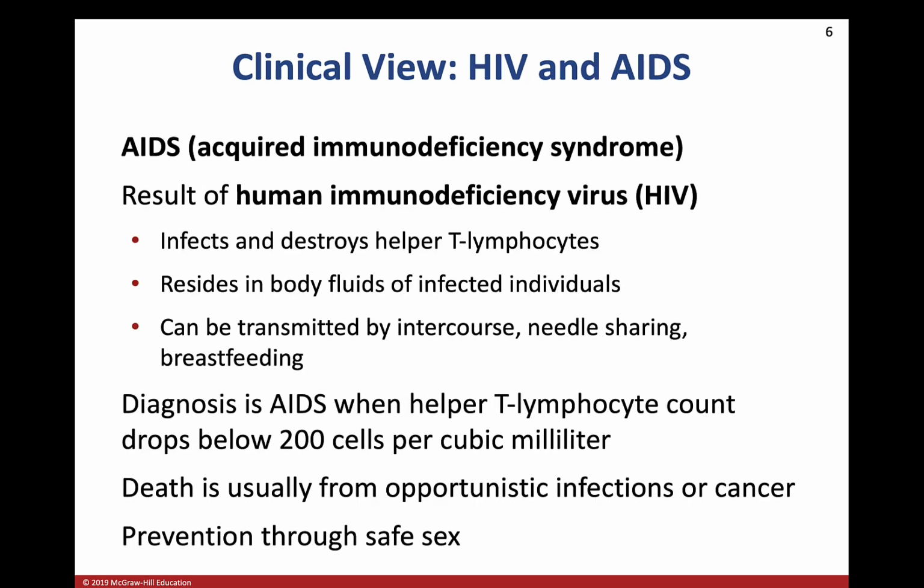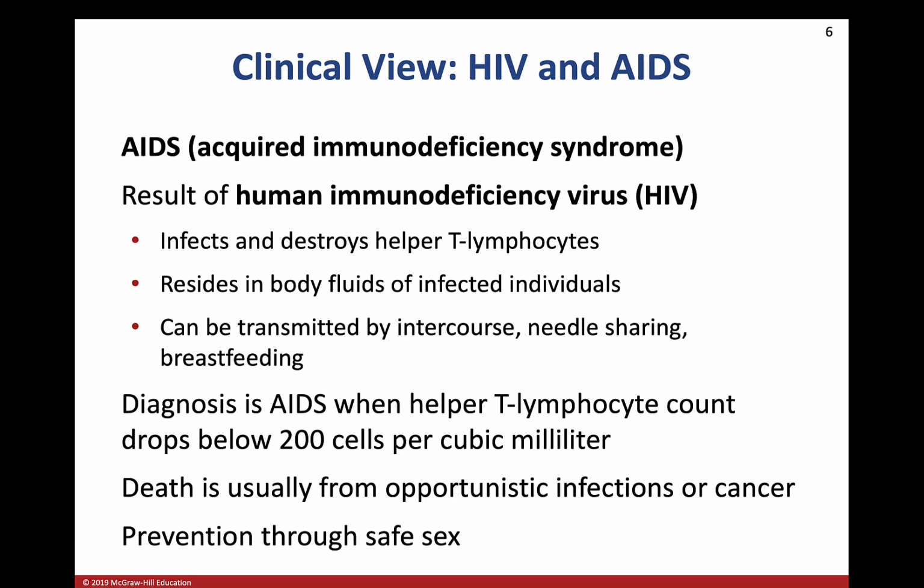Now, HIV and AIDS: AIDS is acquired immunodeficiency syndrome, and it is a result of the HIV virus. What this virus targets and infects are helper T cells. It resides in body fluids of infected individuals, and generally it can be transmitted by intercourse, needle sharing, and breastfeeding. Diagnosis of AIDS is when helper T cell count drops below 200 cells per cubic milliliter. Death usually occurs from opportunistic infections or cancer.